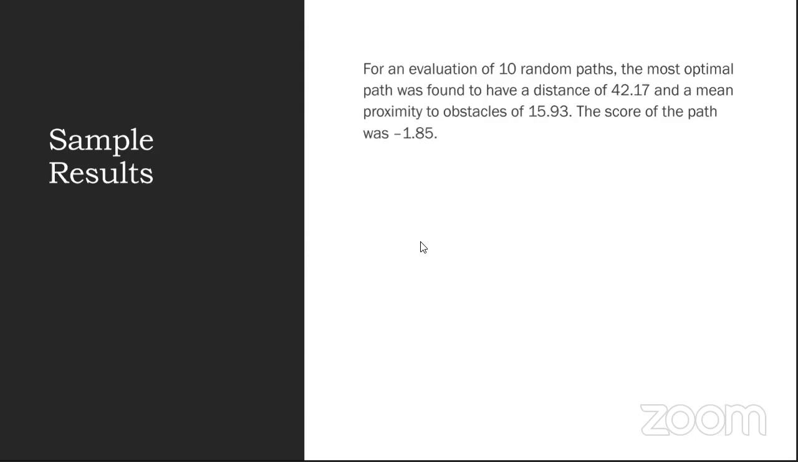For the evaluation of the random paths, the most potential path was found to have a distance of 42.17, a mean proximity of the obstacles of 1595, and a path score of minus 1.85. That is just a random case we chose, because in most cases the score will be positive. We ran 1,000 random paths and chose the best one from them. You can also repeat this process many times, running Monte Carlo many times, to find the best one from the possibilities.